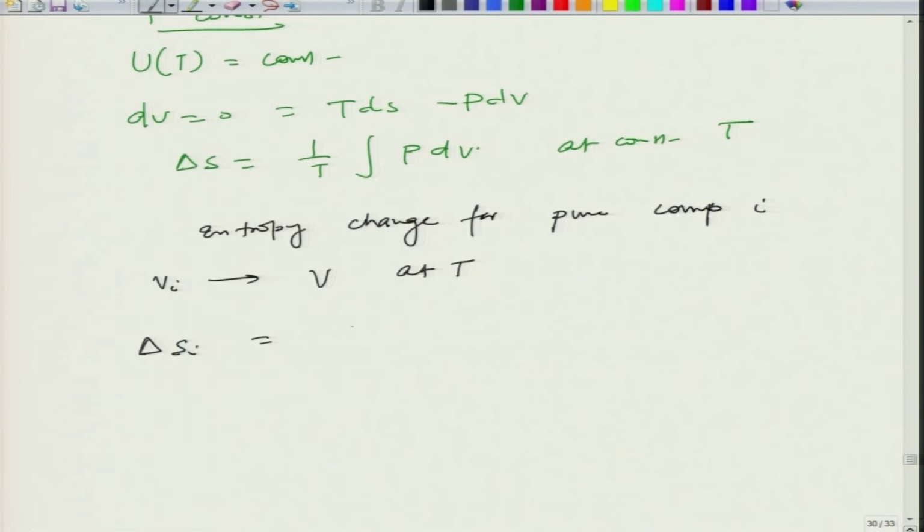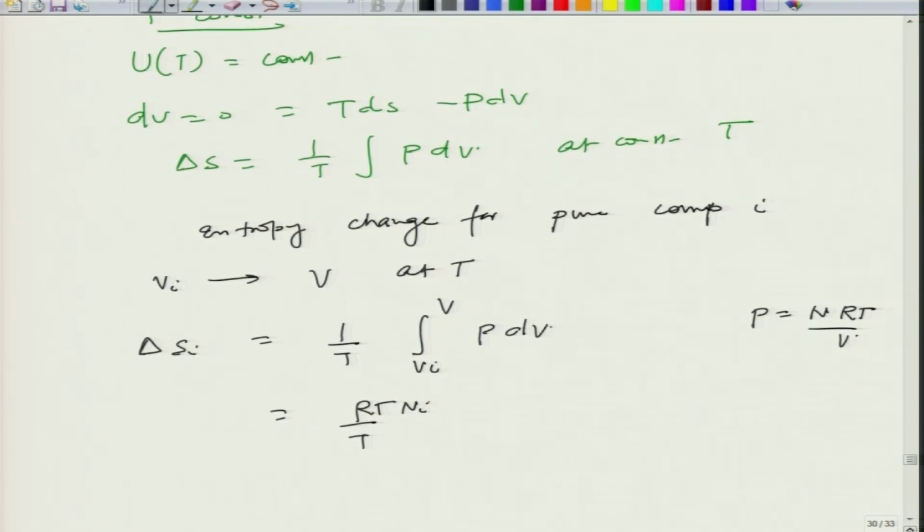So, delta S_i is equal to 1 by T integral from V_i to V of P dV. Okay. P is N R T by V, right. Of course, it is going to be N_i, so it is a pure component. Okay, so, R T comes outside, N also comes out here. So, this N is basically of that component i, integral from V_i to V, and now we have dV by V. Okay.